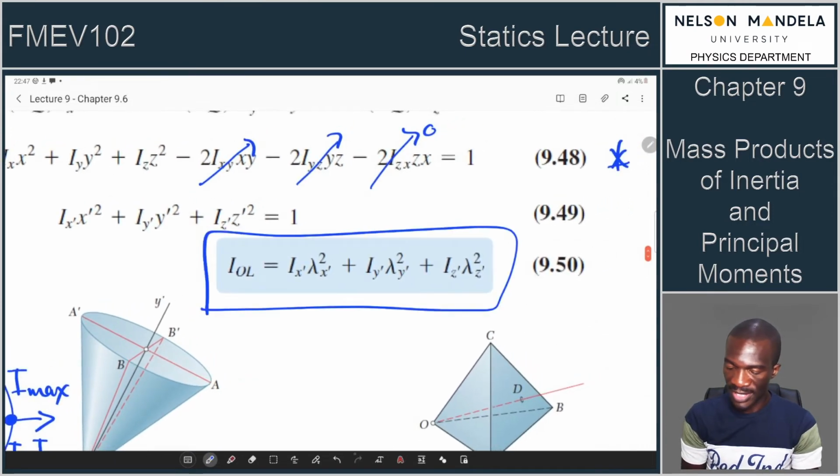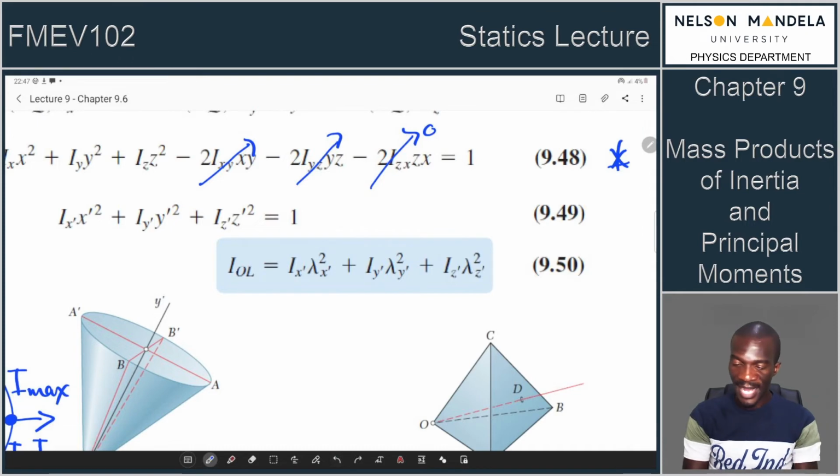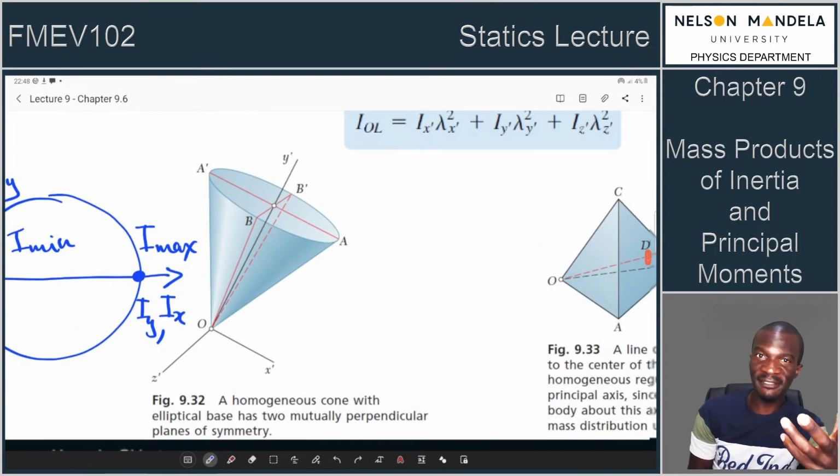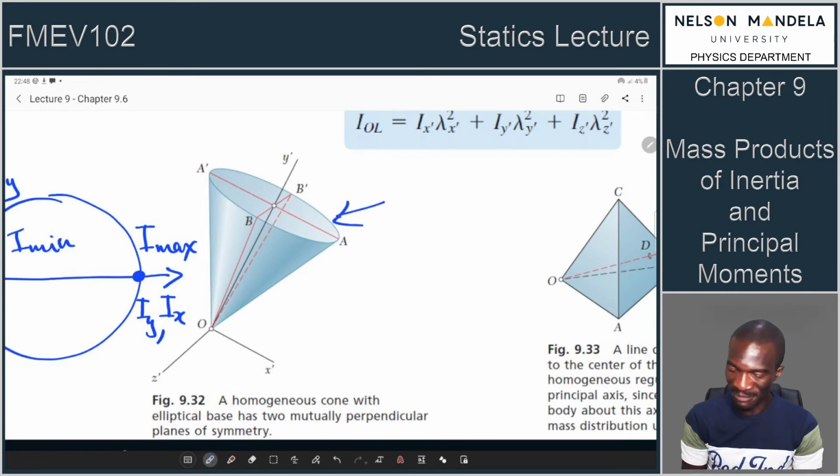The IOL equation that we had earlier, if OL is a principal axis, then our result shows that we will have the moment of inertia equal to that sum in equation 950. So these are two examples of conveniently finding the principal axis. If you have regularly shaped bodies, all you need is to find these planes of symmetry. If you position your axis on any of these planes of symmetry, so for example the y-axis is on that plane of symmetry, there is another plane of symmetry there, the AA prime plane of symmetry.